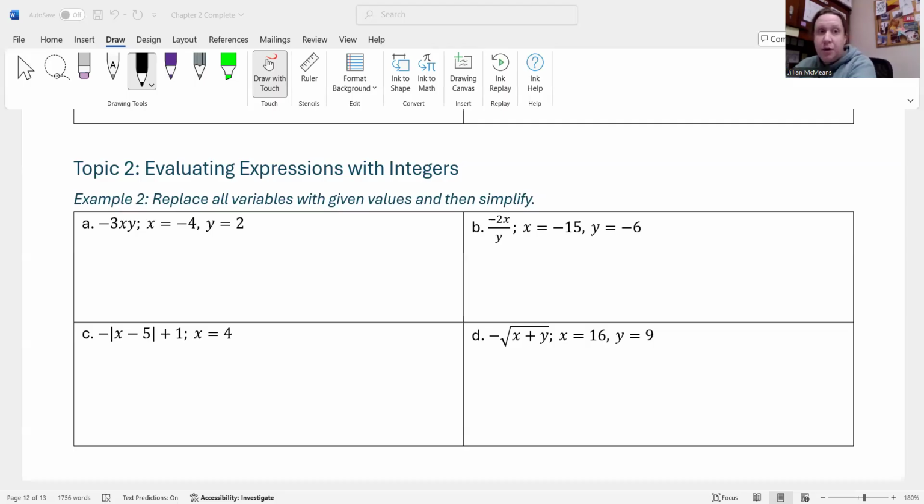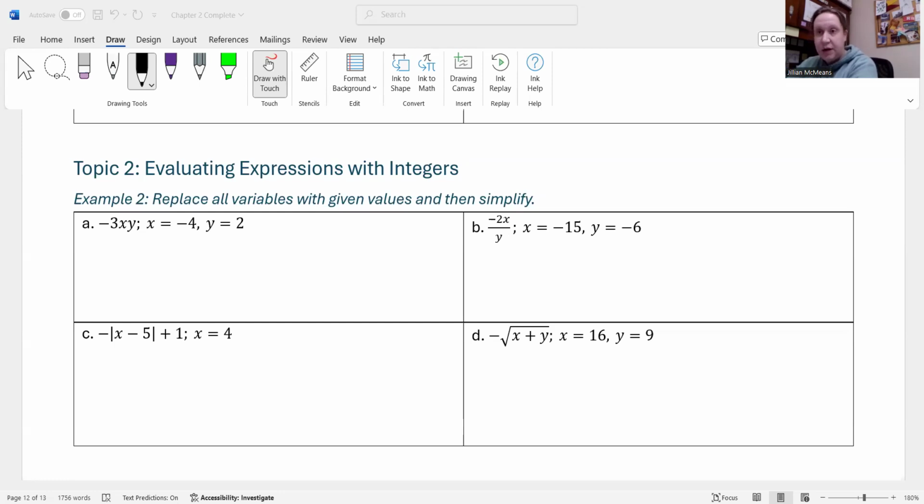Okay, for topic two, we're going to talk about evaluating expressions with integers. We've already introduced very gently the idea of algebra. That's where we have variables that we can replace with numbers, and we can do something called evaluating, which just means simplify if the variable equals a particular number. Okay, so looking at example two, it says replace all variables with given values and then simplify.